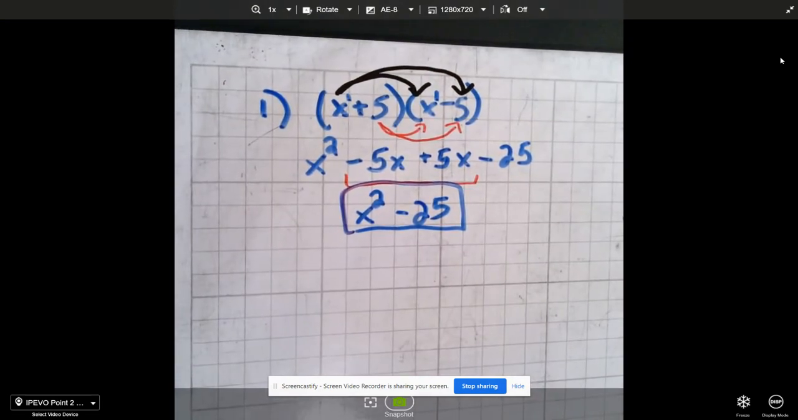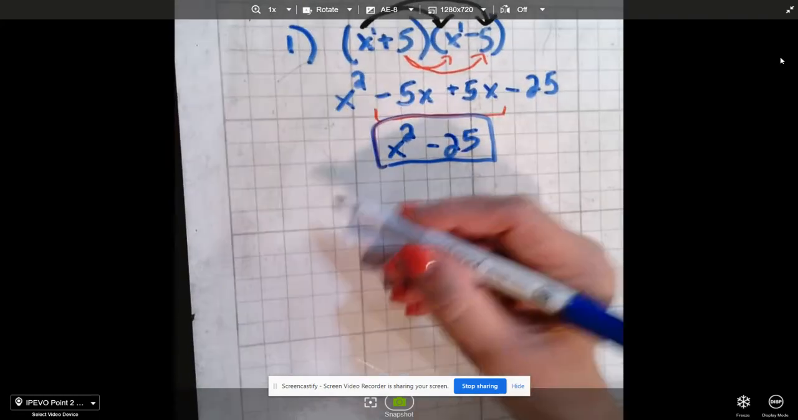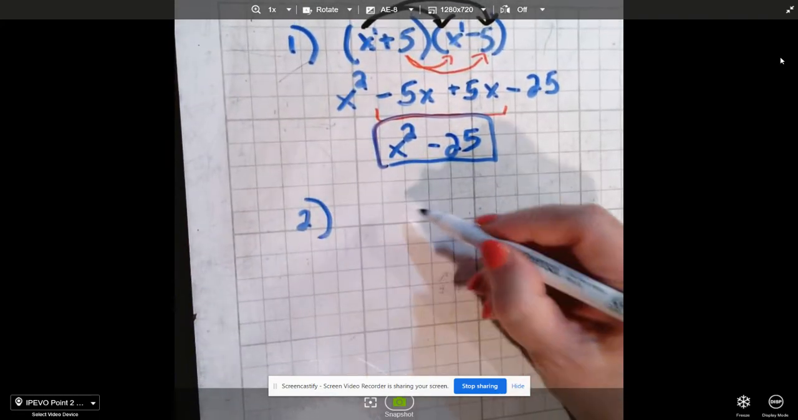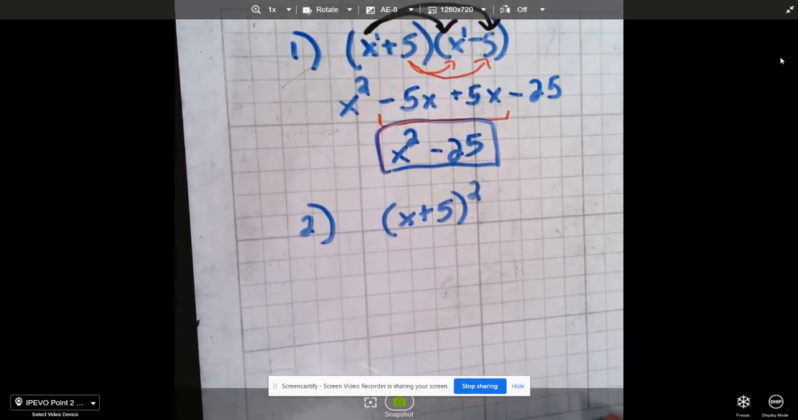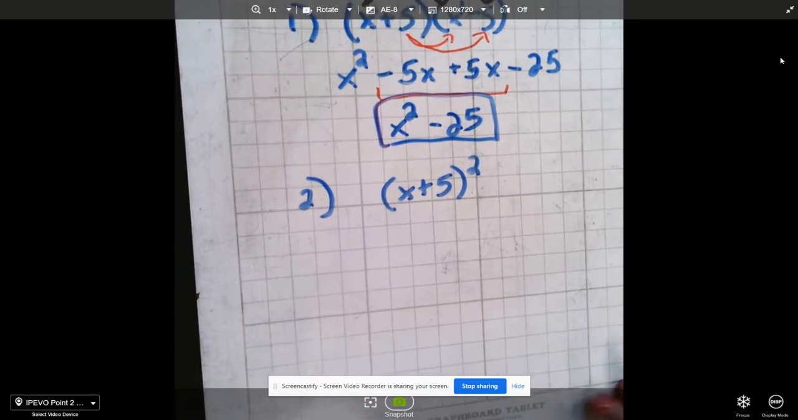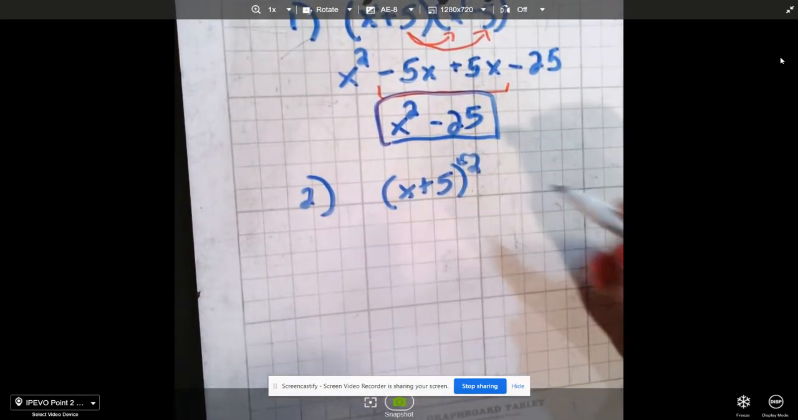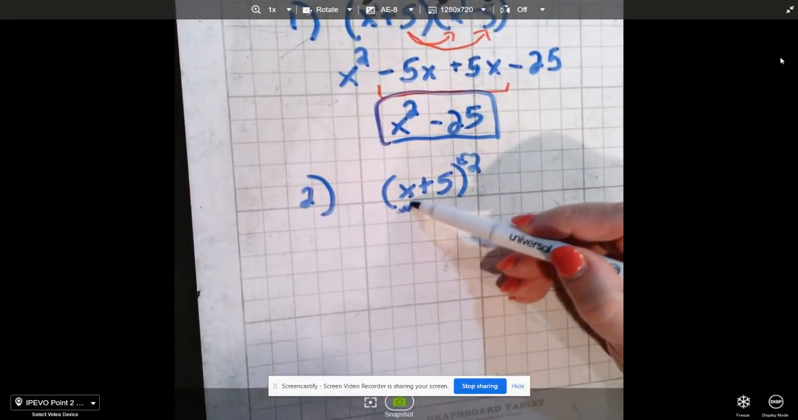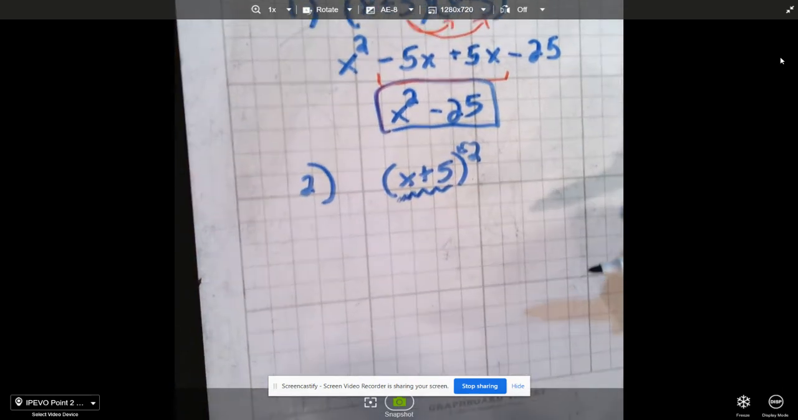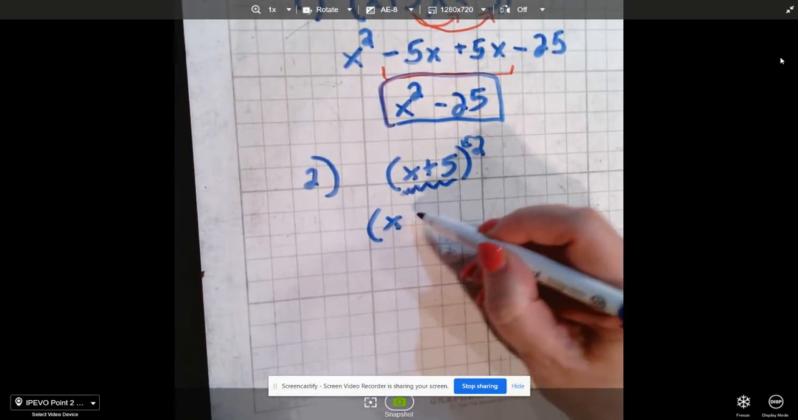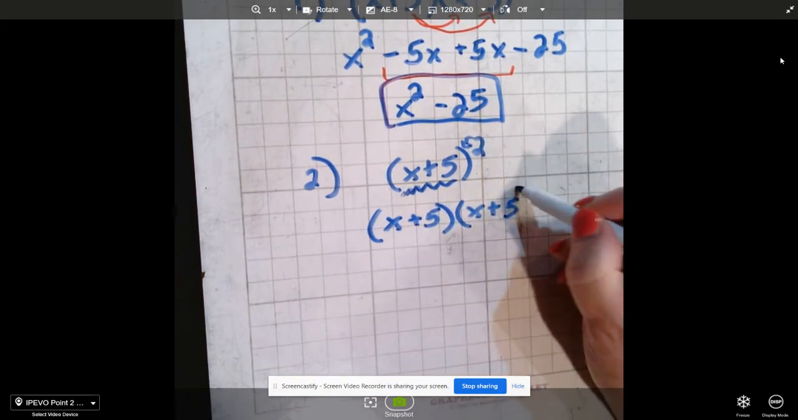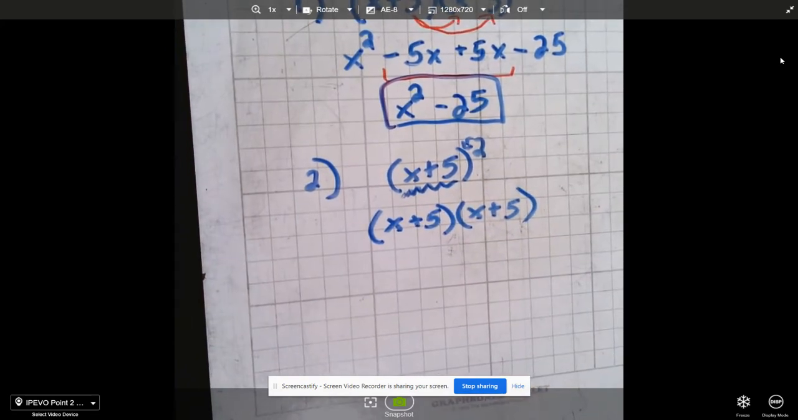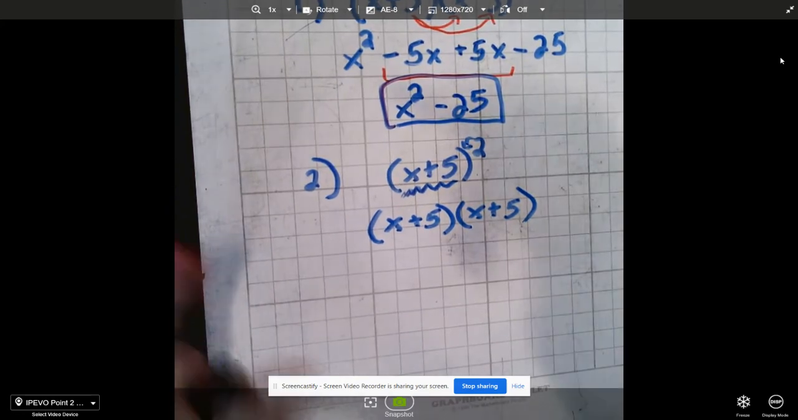All right, I'd also like to do number 2 with you. Number 2 is x plus 5 squared. So remember, when you have the square, which is right next to the parentheses, what that is saying is take everything in the parentheses and multiply it by itself. So it's really saying x plus 5 times x plus 5. And you're going to do this one pretty much exactly the same way that you did the first one.